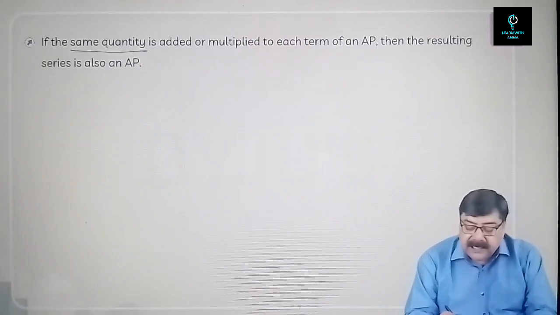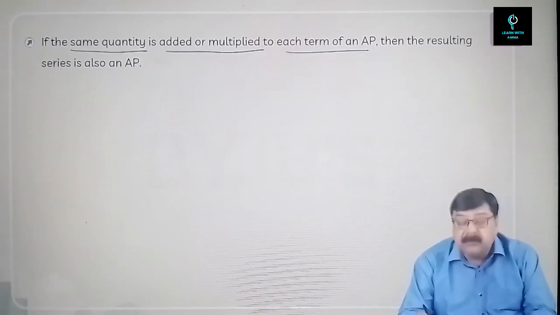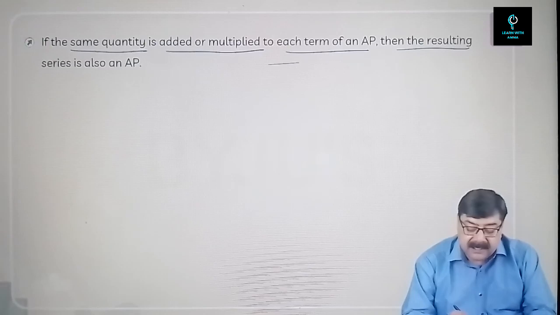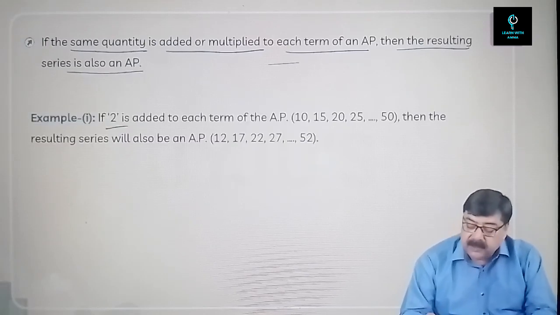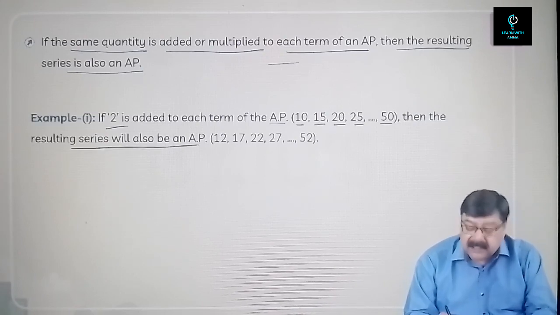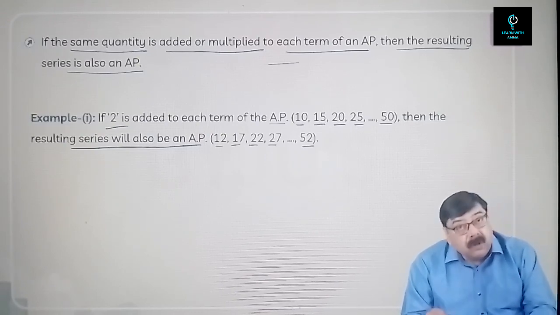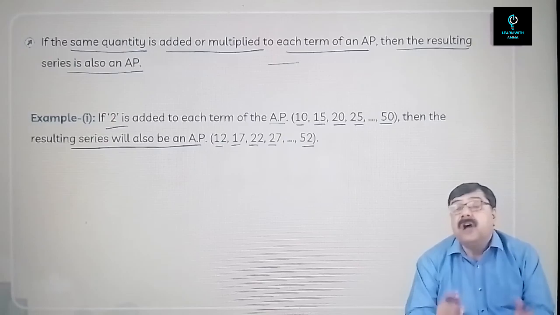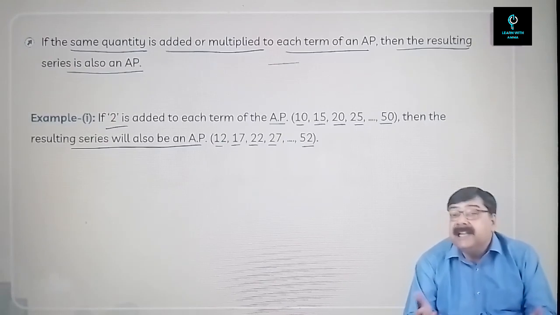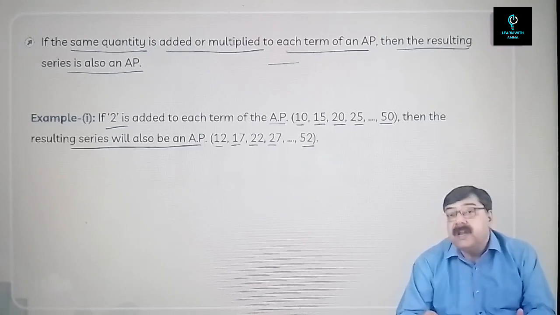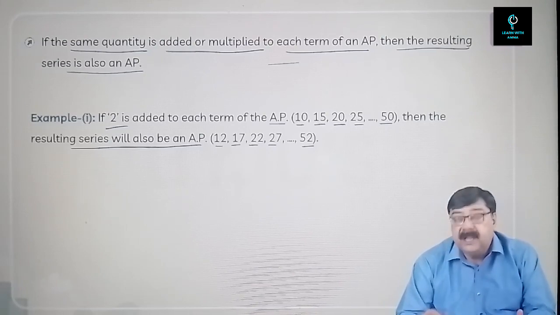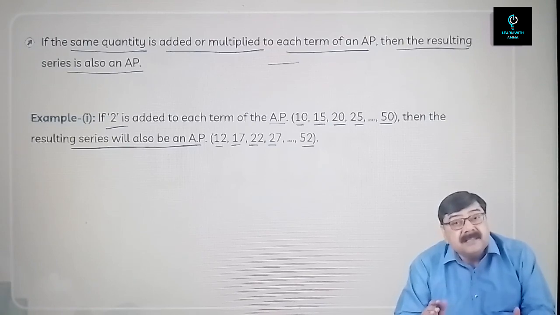If the same quantity is added or multiplied to each term of an AP, then the resulting series is also an AP. Like if 2 is added to each term of the AP 10, 15, 20, 25 up to 50, then the resulting series, that is 12, 17, 22, 27 and 52 will also be in AP, because even after adding 2 to each of the terms, the common difference still remains the same.